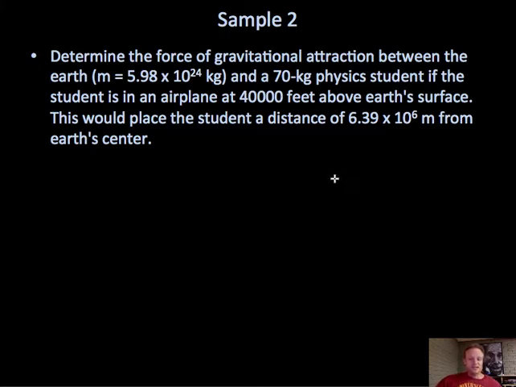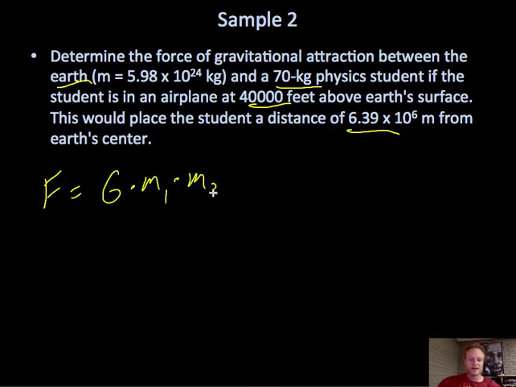So, basically the same problem. I'm wondering what the force of gravitational attraction is between the Earth and a 70 kilogram physics student if the student is in an airplane at 40,000 feet above the Earth's surface. I'm not going to ask you to convert feet to meters at the moment, but that would place us at a distance of about 6.39 times 10 to the 6 meters from the Earth's center. So again, let's plug in Newton's universal law of gravity. F equals big G times mass 1 times mass 2 over d squared.